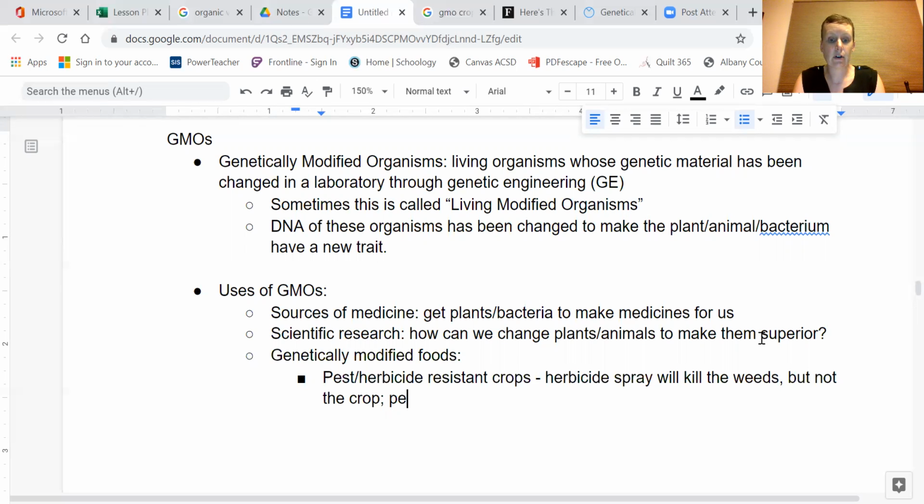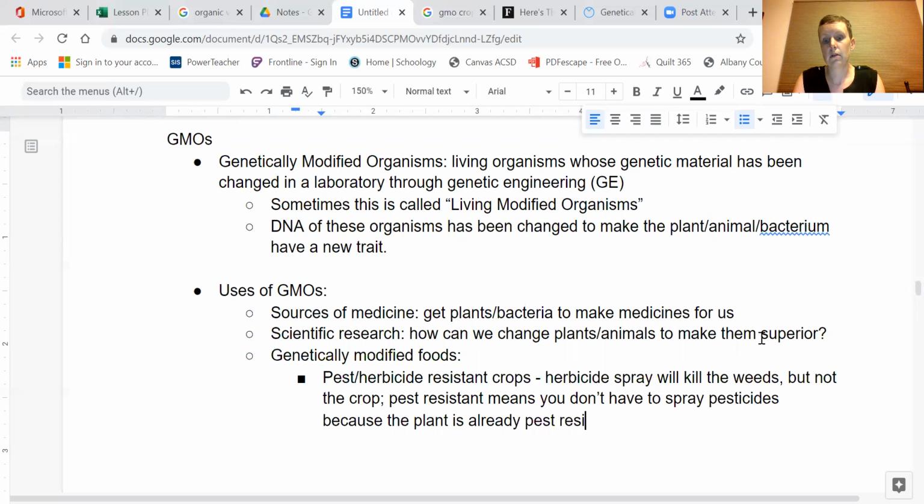The pest-resistant crops means you don't have to spray pesticides because the plant is already pest resistant. Okay, so pest and herbicide resistant crops. Herbicide resistant means the spray will kill the weeds, but not the crop. Pest resistant means you don't have to spray pesticides because the plant is already pest resistant. So lots of those will be talked about in this unit.